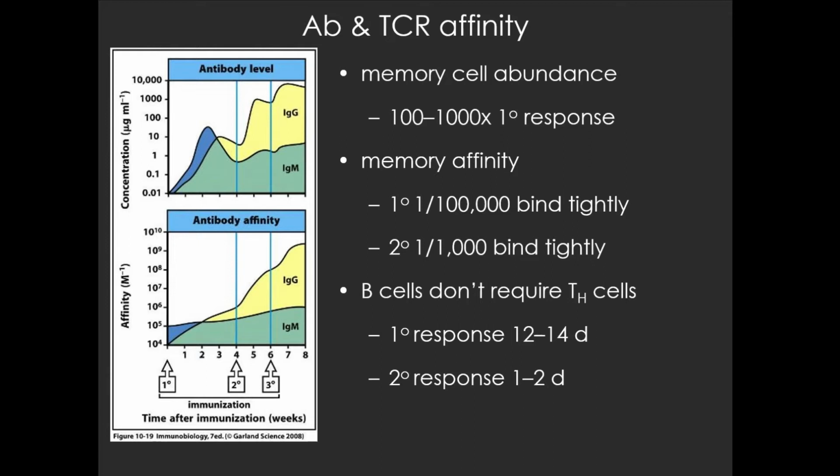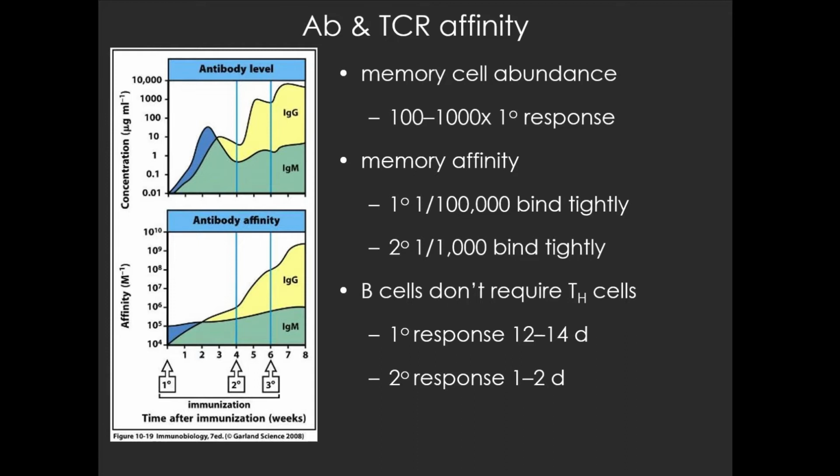In primary infection, about 1 out of 100,000 naive cells will bind tightly to their antigen, but on secondary infection, about 1 of 1,000 will bind very, very tightly. So you have a much higher affinity of those memory cells to their antigen. In addition, the memory B cells do not require the activation of the helper T cell.